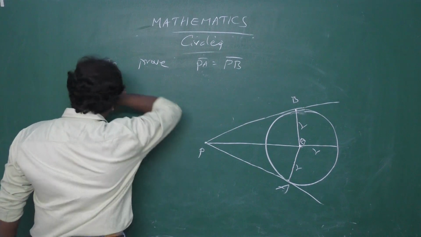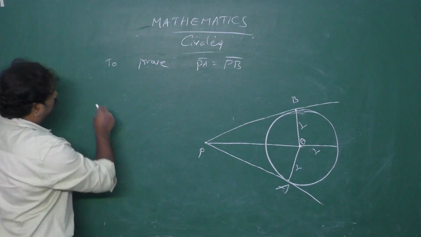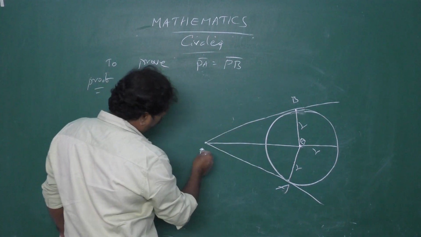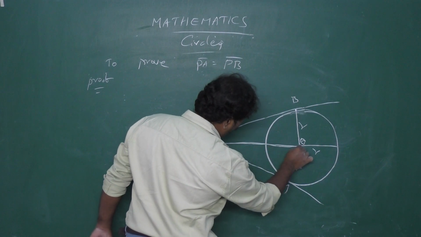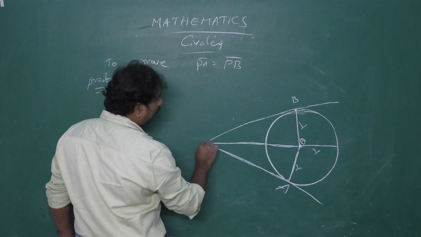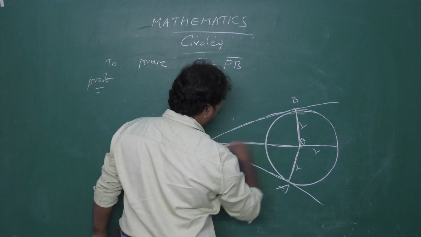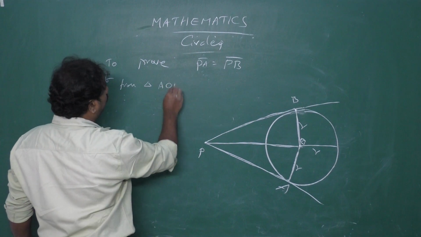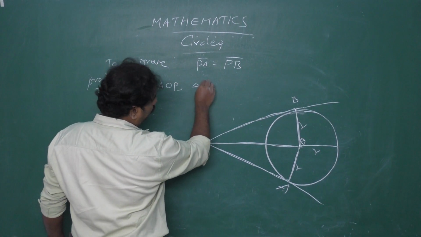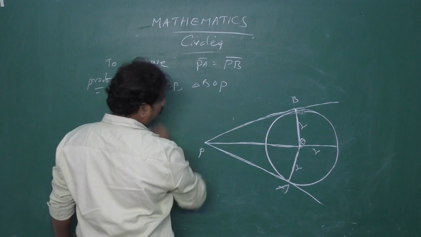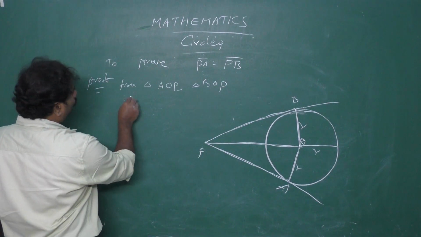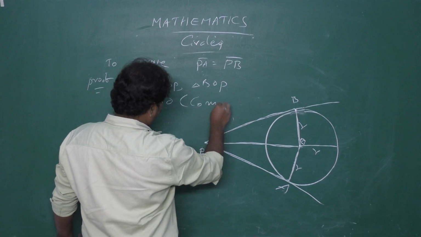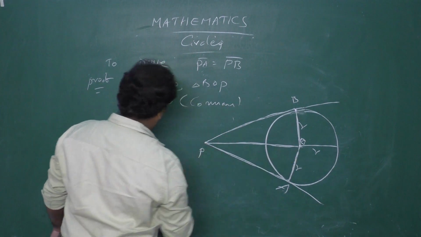See, proof. From the diagram we can observe this AOP is one triangle, and likewise BOP is also one triangle. So from triangle AOP and triangle BOP, what you can observe: OP is equal to PO because they are common. We don't bother about the length, but definitely they are common and they are equal.